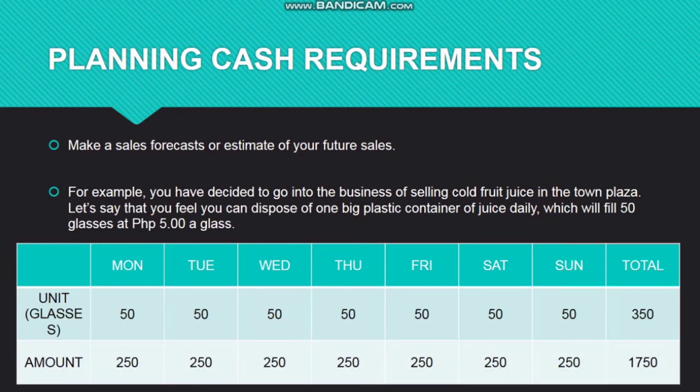The second one is planning cash requirements. First, make a sales forecast or estimate of your future sales. For example, you have decided to go into the business of selling cold fruit juice in the town plaza. Let's say that you feel you can dispose of one big plastic container of juice daily, which will fill 50 glasses at 5 pesos a glass.